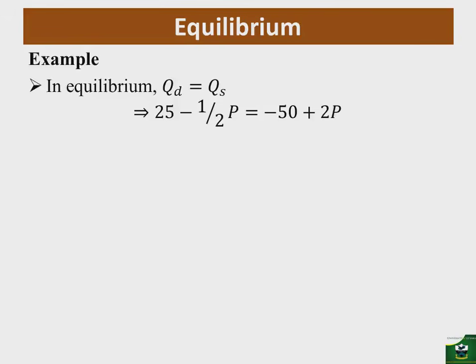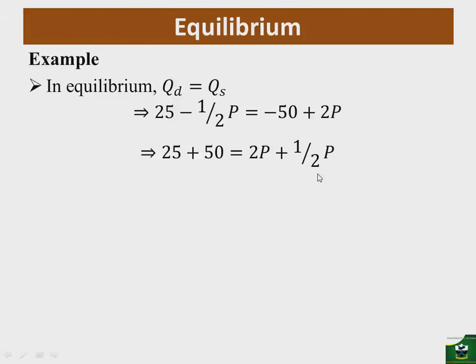This means that we take the quantity demanded equation, which is 25 minus half P, and equate it to the quantity supplied equation, which is negative 50 plus 2P. If we rearrange this, that is, we take negative half P to the other side, which will make it positive, and bring negative 50 to the other side, which will make it positive, then we have this equation where we have 25. Now 50 has crossed the equal sign to become a positive 50, and the negative half P has crossed the equal sign to become positive half.